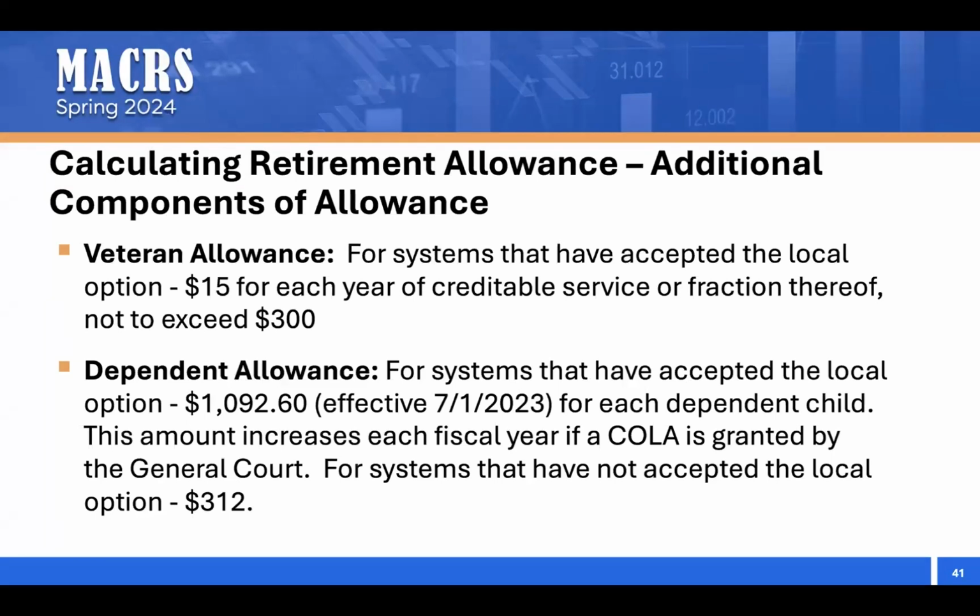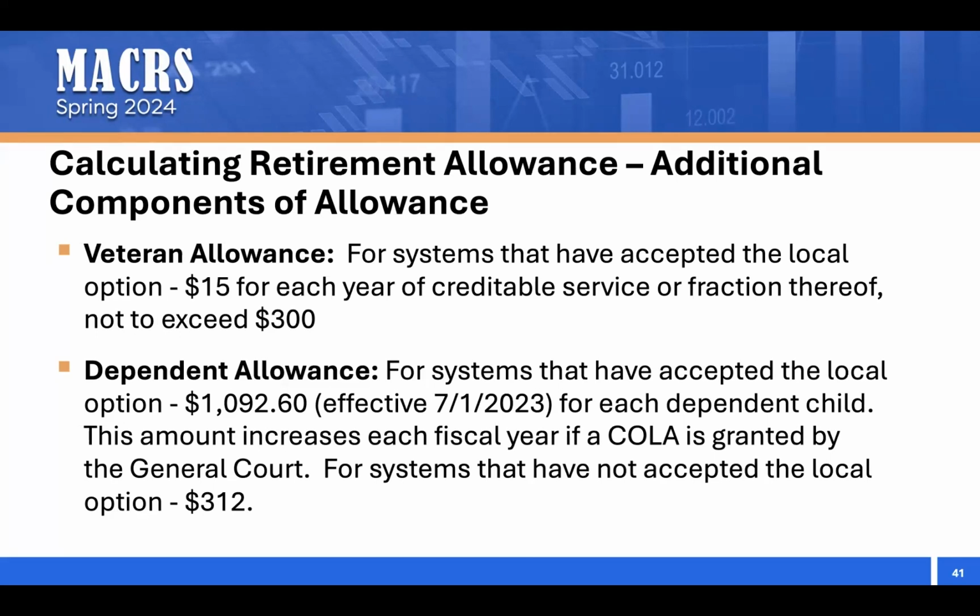So I mentioned the veterans allowance and the dependent allowance. The veterans allowance is available to retirement systems who have accepted the local option, and the veterans allowance is the same as it is for the superannuation benefits. It's $15 a year for each year of creditable service or fraction thereof, up to a maximum benefit of $300.